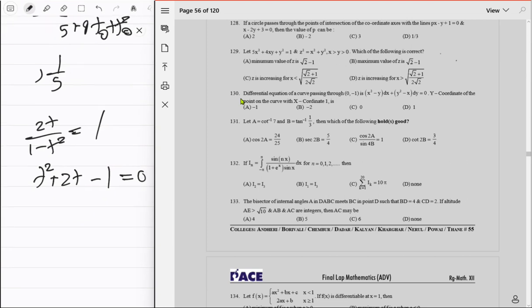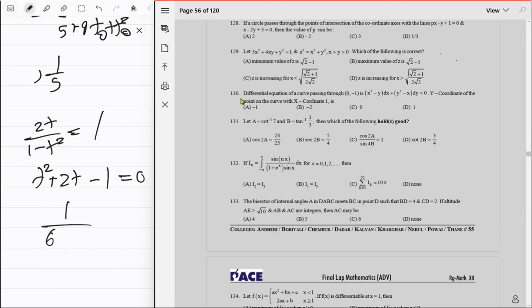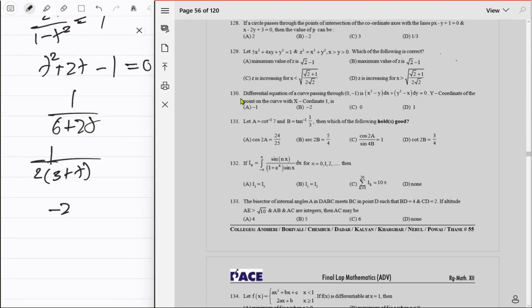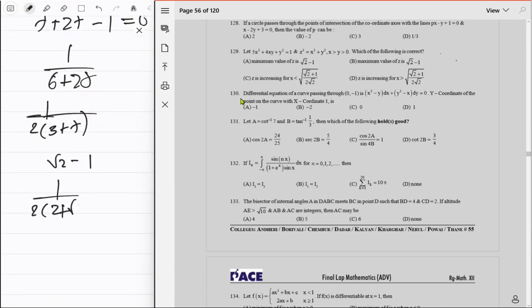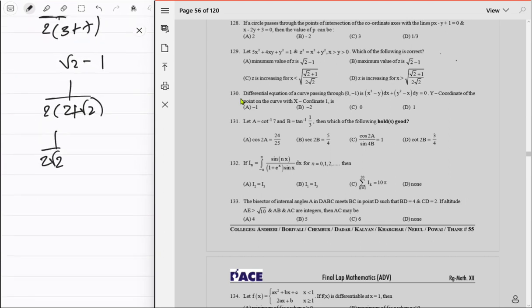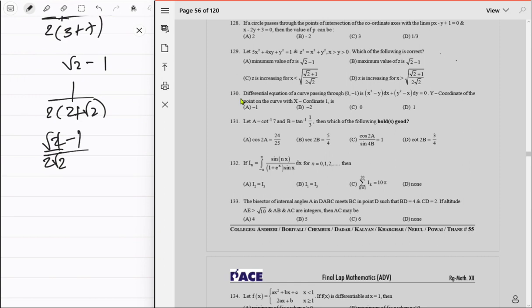You can just use it. So 1 upon 5 plus 1 is like 6, so it's like plus 2t over there, upon 2 times of 3 plus t. And I just try to figure out what t is. So minus b, just minus 2 plus 1. Like this thing, t plus 1 whole square is equal to 2. So t equal to square root of 2 minus 1, I guess. So yeah, it works. Just 1 upon 2 times of 3 plus square root of 2. This is just 1 upon 2 square root of 2, plus square root of 2 minus 1. Yeah, that's the thing.